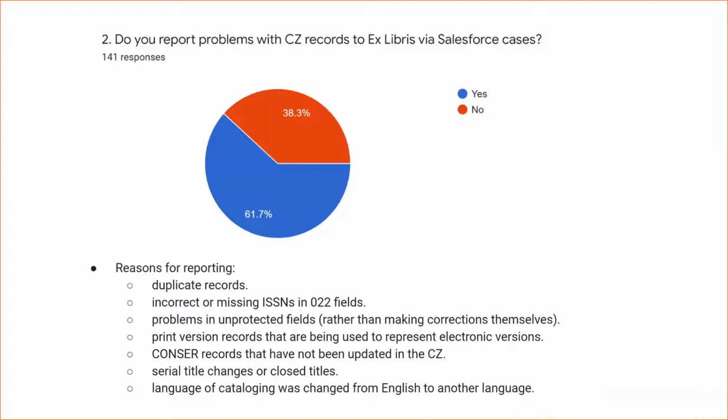Some institutions open cases to report Conser records that have not been updated in the community zone. And this has been an ongoing source of frustration, especially for Conser libraries who know when they are creating or enriching Conser records and then they don't see those changes ever appear in the community zone. And that is a topic that the CZ management group has continued to work on with Ex Libris. Other folks have reported serial title changes or closed titles, another good reason to open a case. And finally, if the language of cataloging for a particular bibliographic record was changed from English to another language.